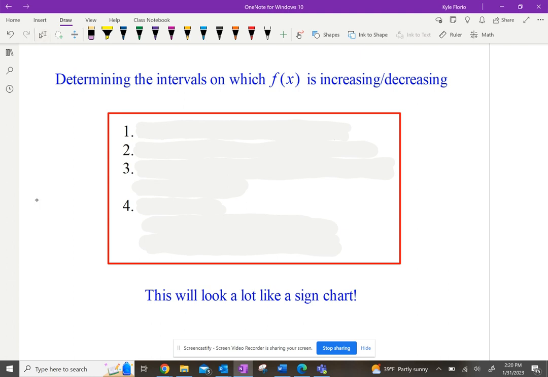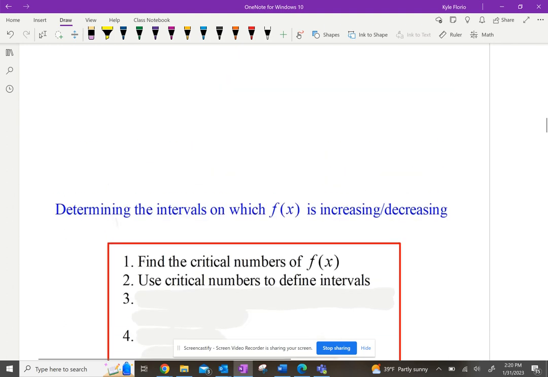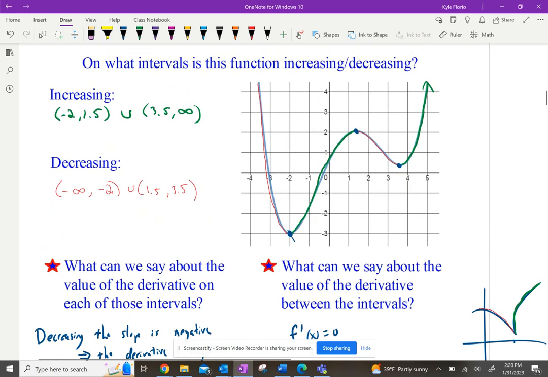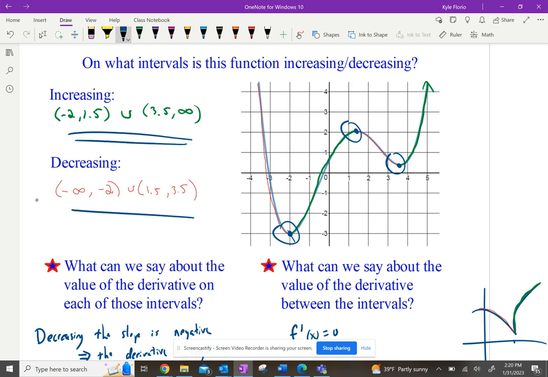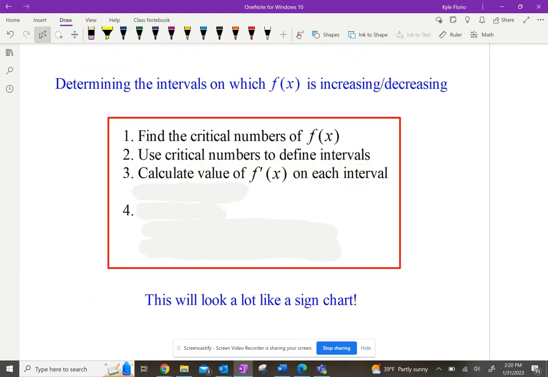So these are the steps that I want you guys to copy down. Step 1, find the critical numbers. Remember, that's where the derivative is either 0 or does not exist, but those values need to exist in my original function. Those critical numbers are the only places where it's not positive or negative. So those are going to define our intervals. Like in this example here, -2, 1.5, and 3.5 would be our critical numbers. That's where our derivative is 0. Everywhere else, the function's either increasing or decreasing. So use those critical numbers to define our intervals.